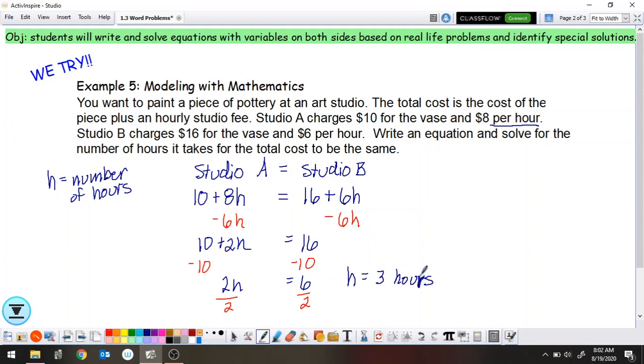Now if I go back and check, I am being asked to solve for the number of hours it takes for it to be the same. Going to just mentally check here real quick to make sure it works. 8 times 3 is 24. 24 plus 10 is 34. 6 times 3 is 18. 18 plus 16 is 34. So at 3 hours, it'd be $34 for each place. So 3 hours is the answer to our problem.